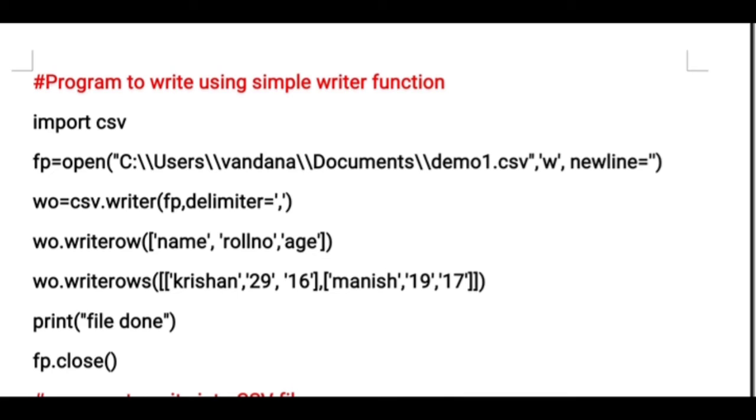So now, writer is here what? csv is a module. Dot writer is the function of the csv module. Then fp is used as a file pointer, and the delimiter is comma. Now these are the two functions which we just discussed, writerow and writerows. Name, roll number, age will become the heading of my file, and these two rows I have created with the help of one single function, that is writerows. And then at last we have to close it, and after that the content will be written. You can open the file in Excel.